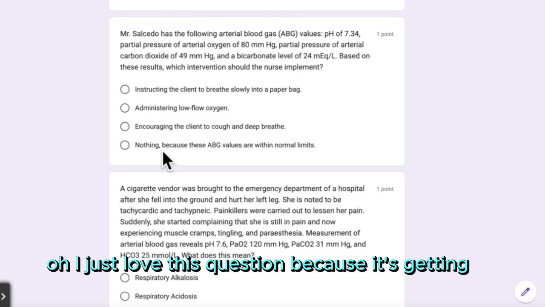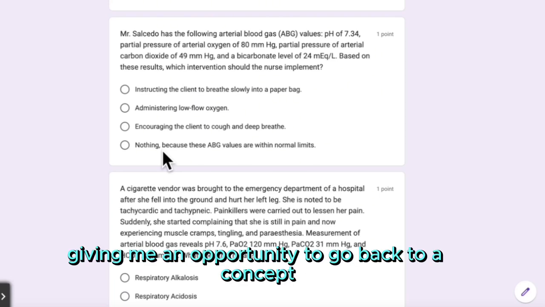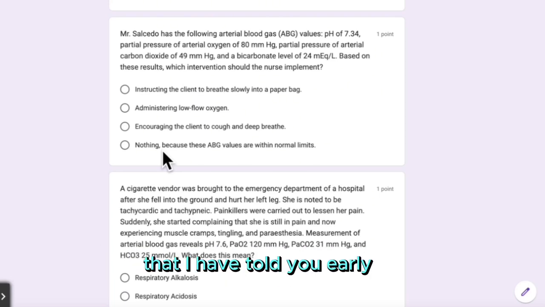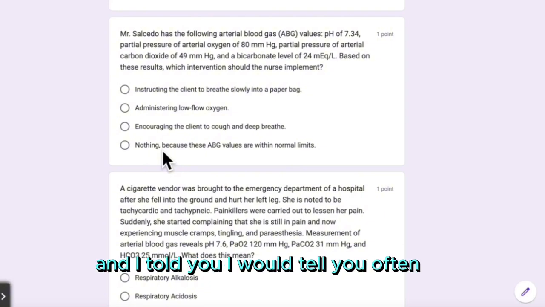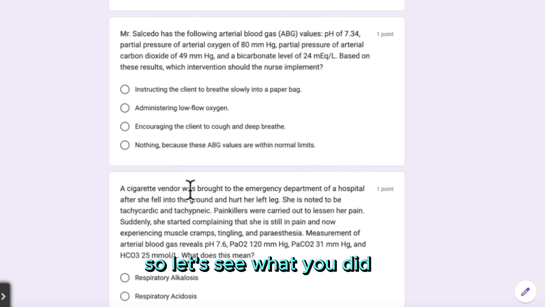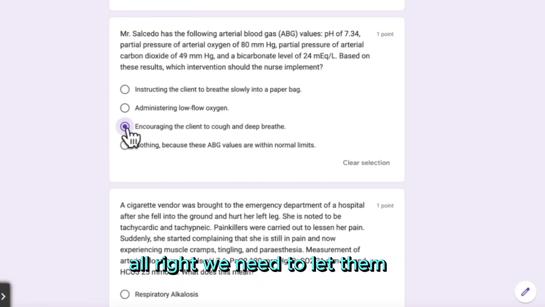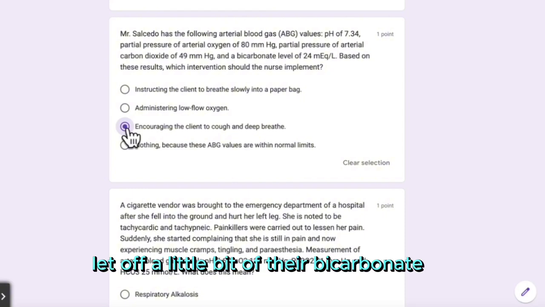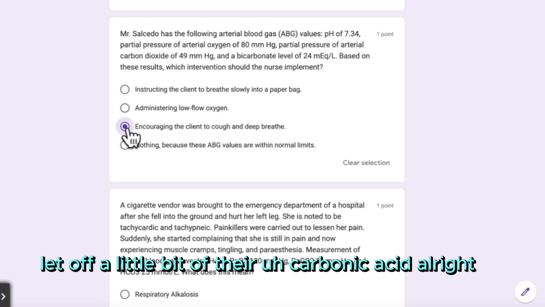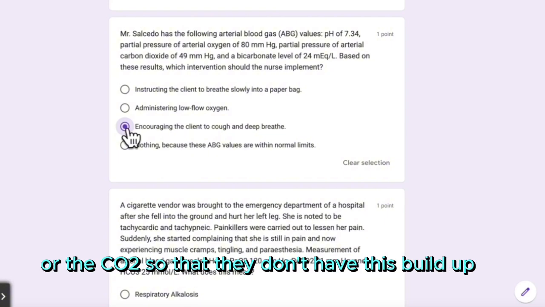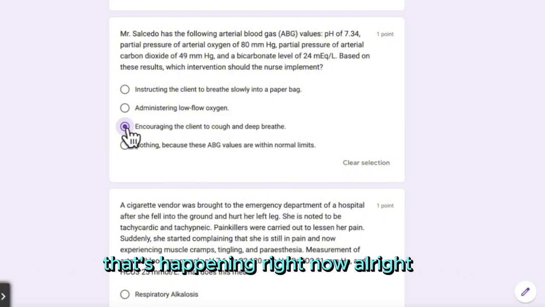I just love this question because it's giving me an opportunity to go back to a concept that I told you early and said I would tell you often. So let's see what you did. We need the patient to cough and deep breathe. We need them to let off a little bit of their carbonic acid, or the CO2, so that they don't have this buildup that's happening right now.